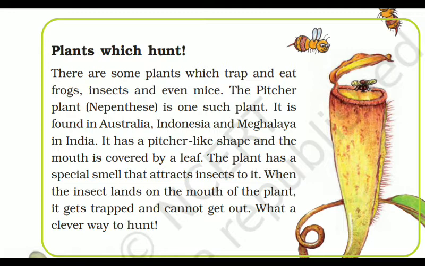The scientific name is Nepenthes, one such plant. It is found in Australia, Indonesia, and Meghalaya in India. Meghalaya is one of the states in India, one of the 7 states of the Northeast. It has a pitcher-like shape, and the mouth is covered by a leaf.